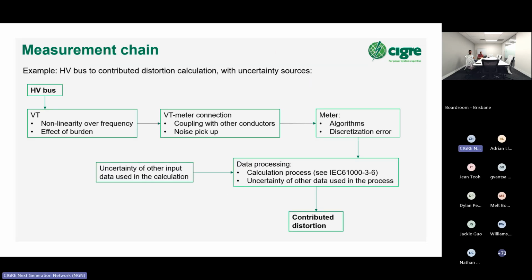To do that, you have to look at the measurement chain. This is just an example. We have an HV bus, we connect a VT, a voltage transformer, to measure, and then we have a connection to a meter, and then we use an algorithm, a calculation process, to see if the plant is, for example, compliant or not with the distortion level that we set. Say you cannot contribute more than this.